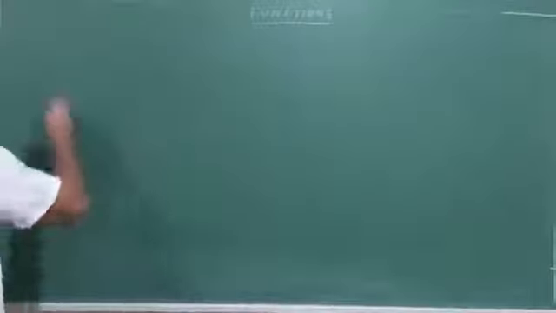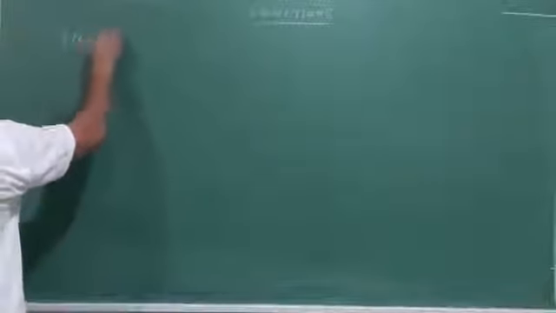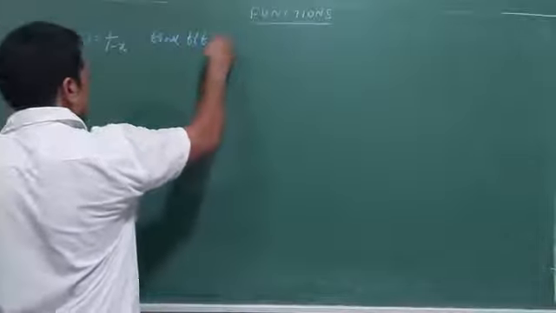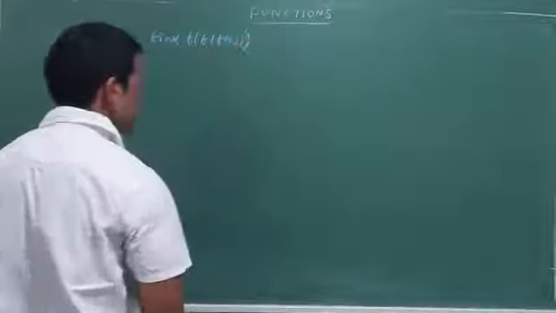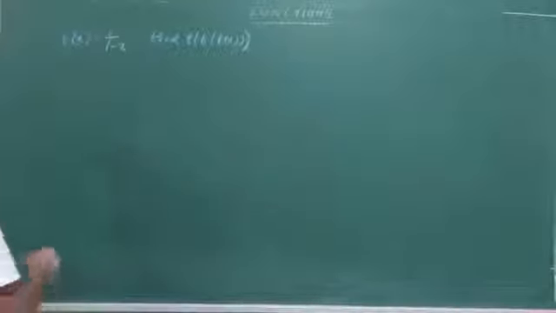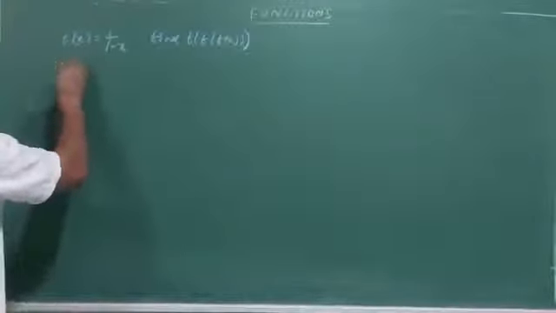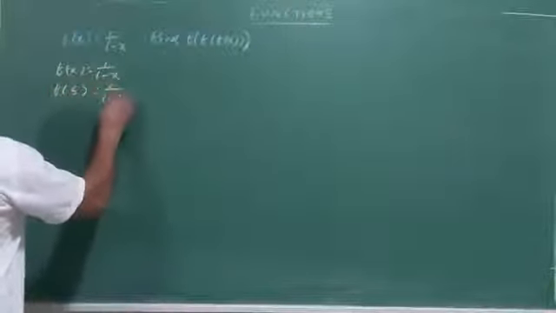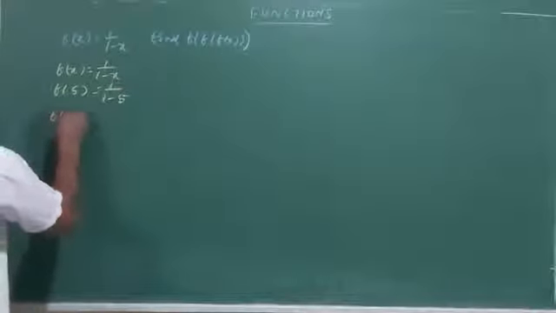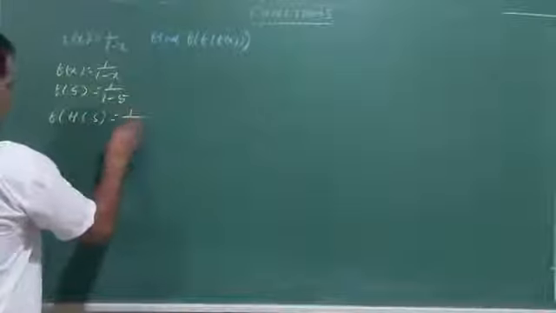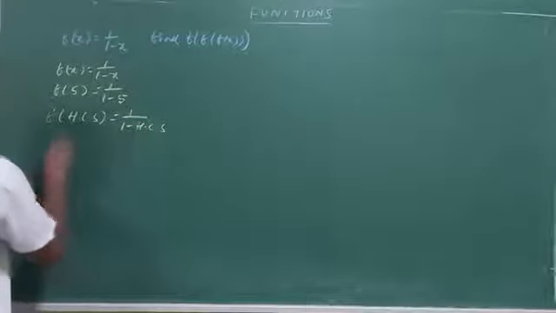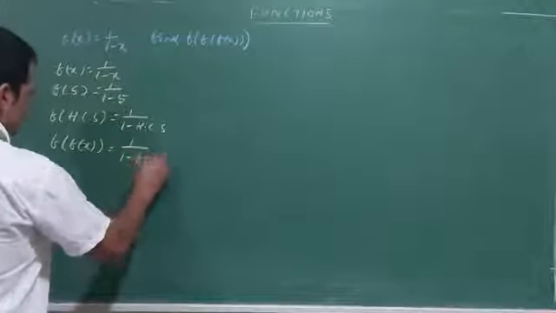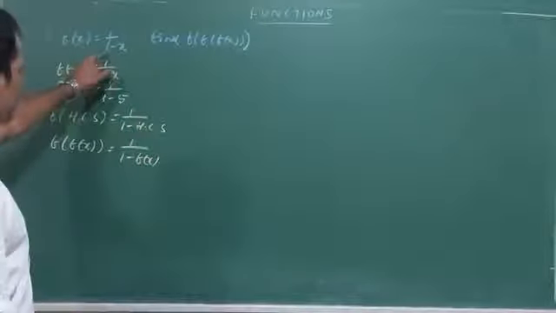Next is, if f(x) is equal to 1 by 1 minus x, find f of f(x). When f(x) is 1 by 1 minus x, if I write f of 5, it will be 1 by 1 minus 5. So if it is f of something, then 1 by 1 minus that something. This question is very simple now. So f of f(x) is equal to 1 by 1 minus f(x). Instead of x, I will be writing f(x). Now the original value of f(x) is known to you. Replace it here.